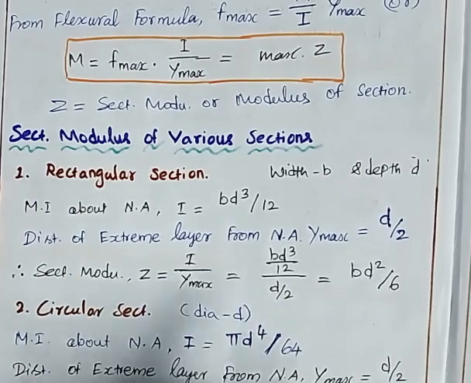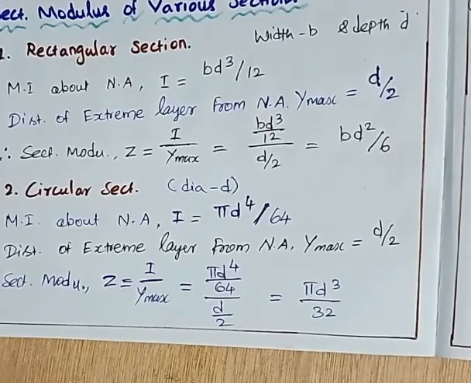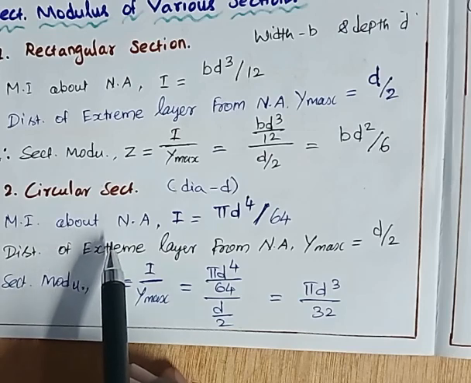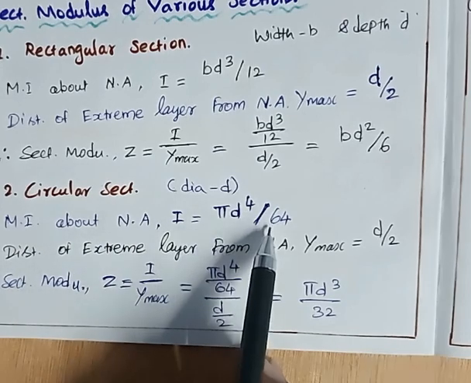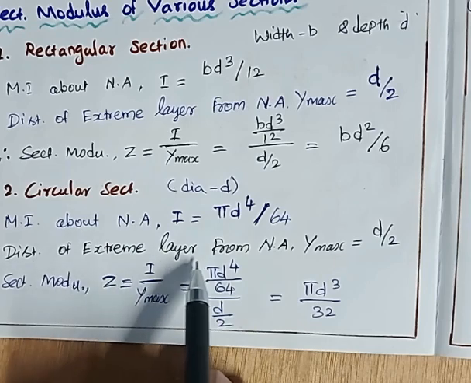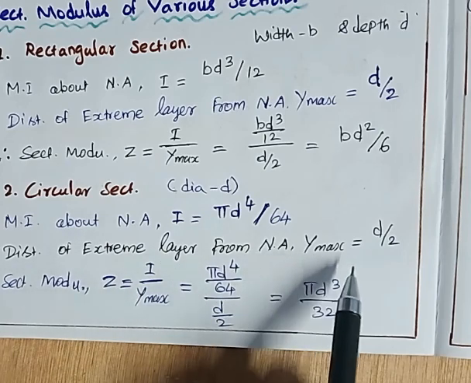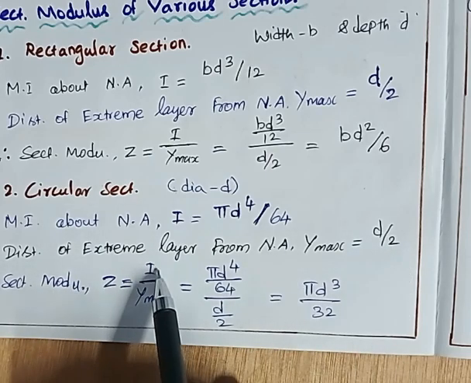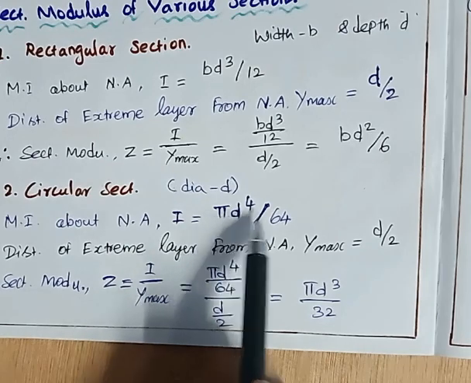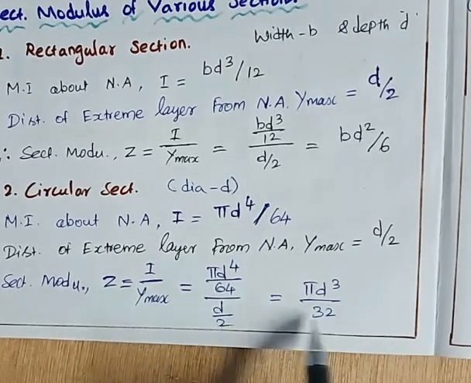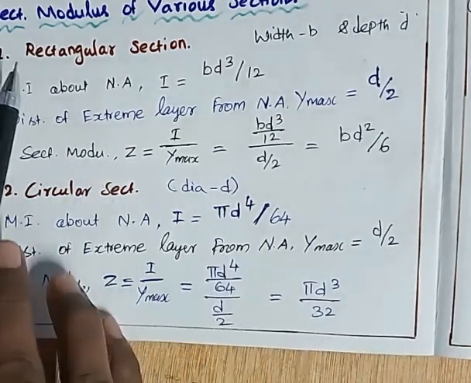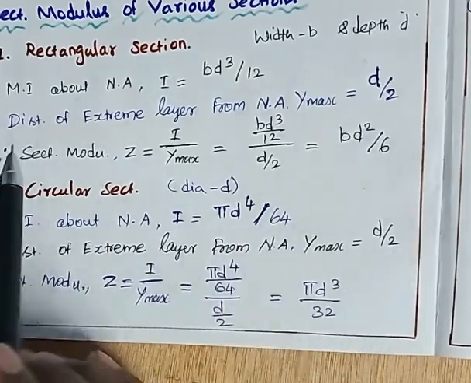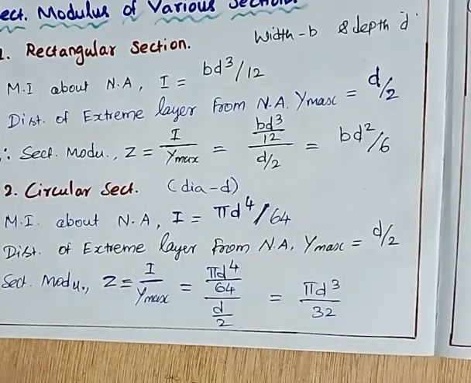Now consider the circular section modulus. Consider diameter D of the circular section. The moment of inertia about the neutral axis I equal to pi into D power 4 divided by 64. Distance of extreme layer from the neutral axis, Y max equal to D by 2. Therefore section modulus Z equal to I divided by Y max, that is pi D power 4 divided by 64, divided by D by 2, that is pi D cubed by 32. So the section modulus of the rectangular section is BD square divided by 6, and of the circular section pi D cubed divided by 32.